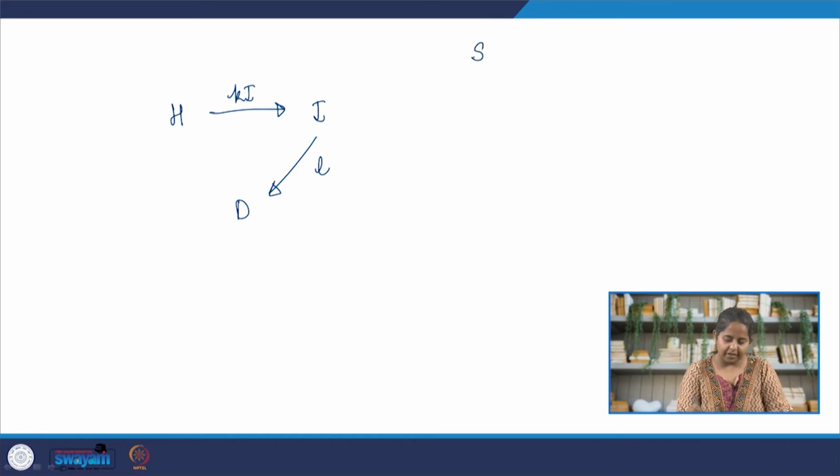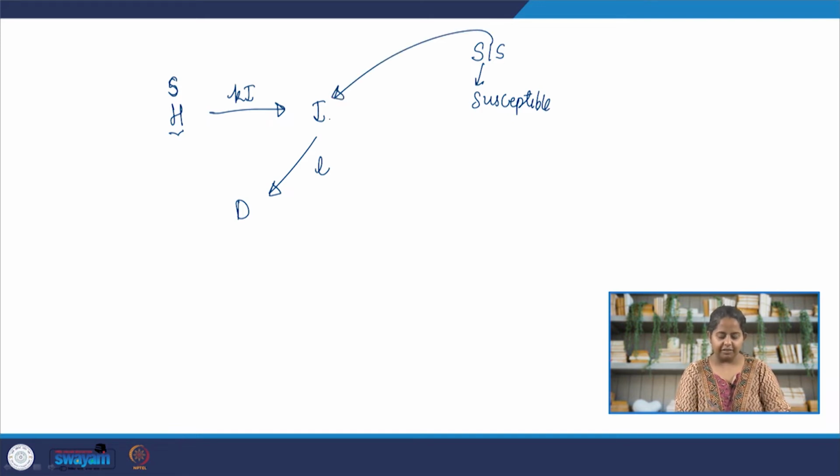Now there's a model called SIS model. Now SIS model considers that healthy people are susceptible people. Here S stands for susceptible. Okay. Then they become infected. So I is the infected.